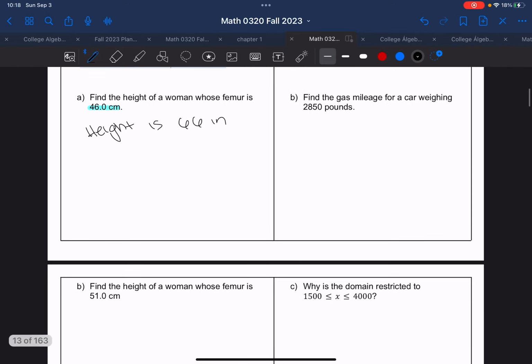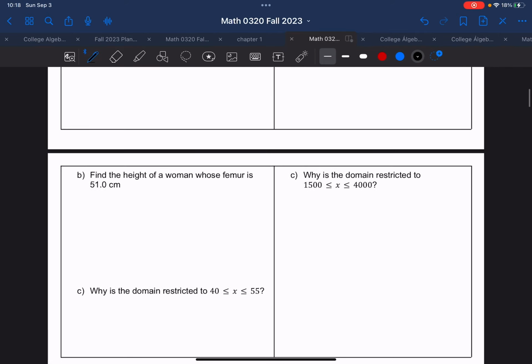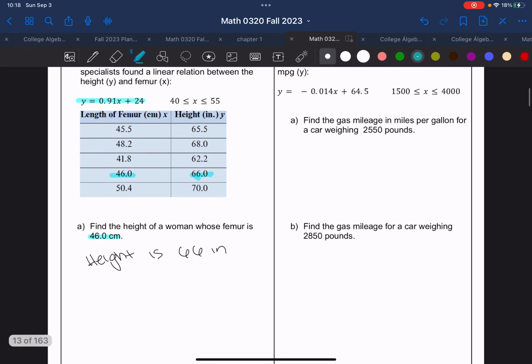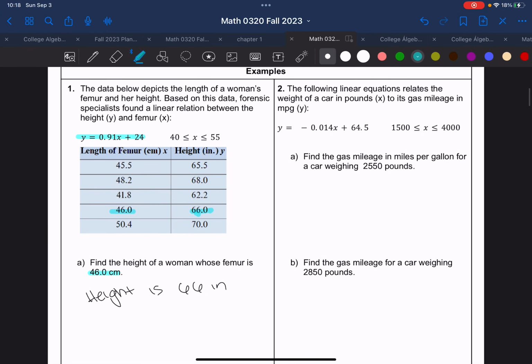Okay, now looking at part B. Part B says find the height of a woman whose femur is 51 centimeters. So we have 51 centimeters. Let's look back at our table. Notice that our table only goes to 50.4. So that means we're going to have to plug that 51 centimeters into our relation.